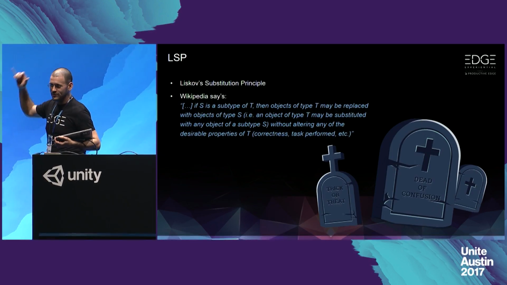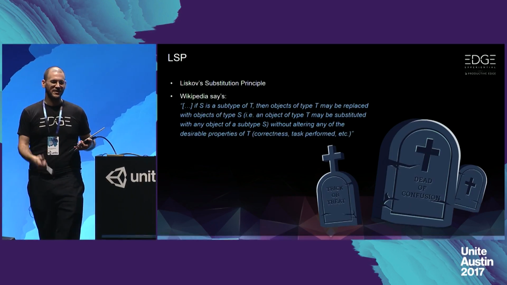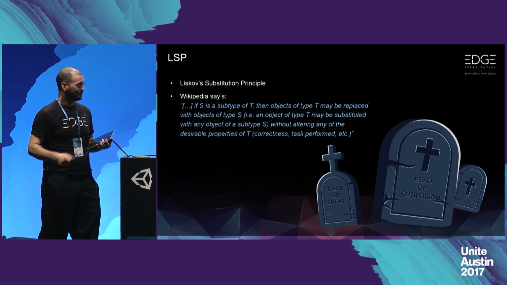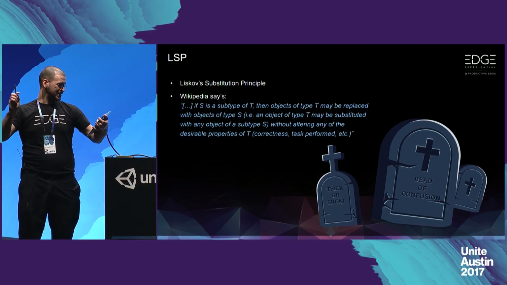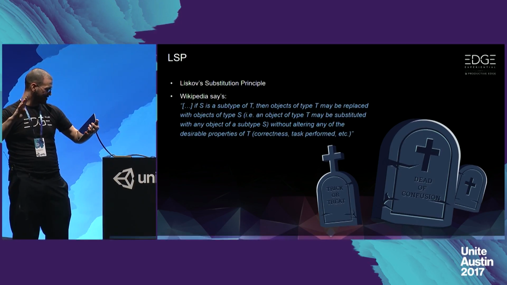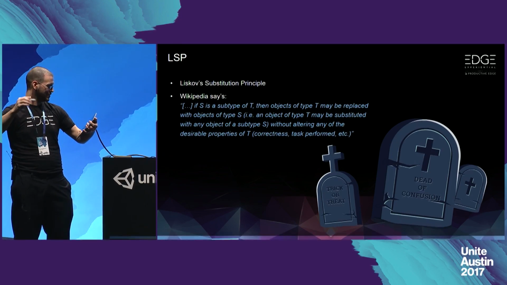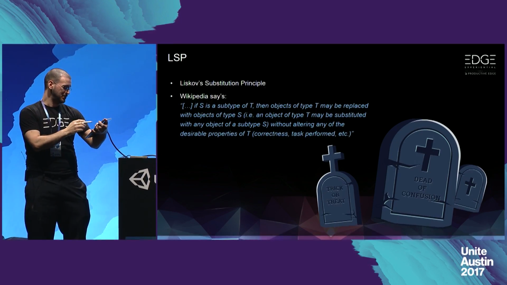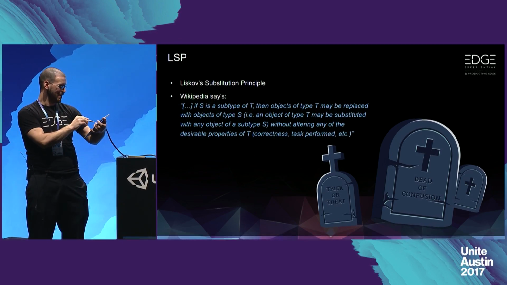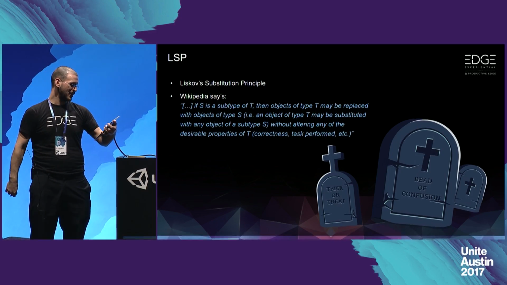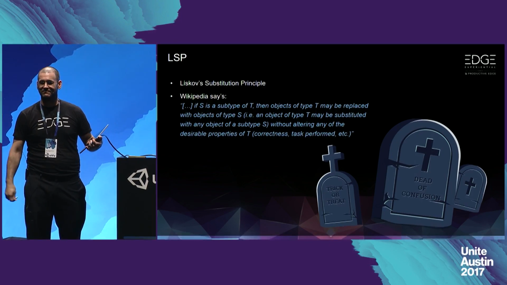This one is always fun to try to get a nice, clear explanation of, especially from Wikipedia. If S is a subtype of T, then objects of type T may be replaced with objects of type S, i.e. an object of type T may be substituted with any object of type S without altering any of the desirable properties of T: correctness, task performed, etc. Nice and clear?